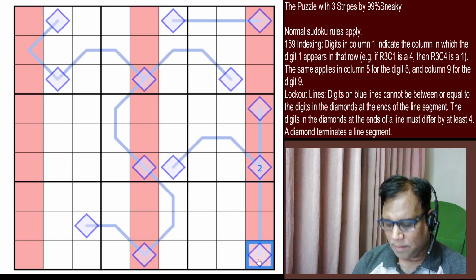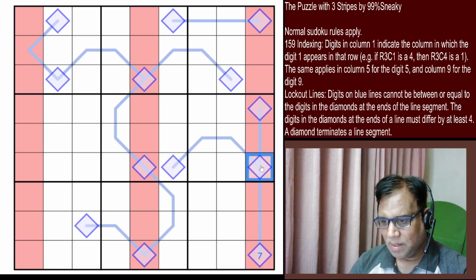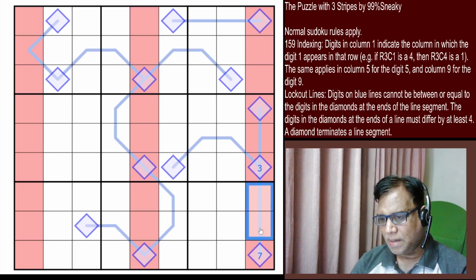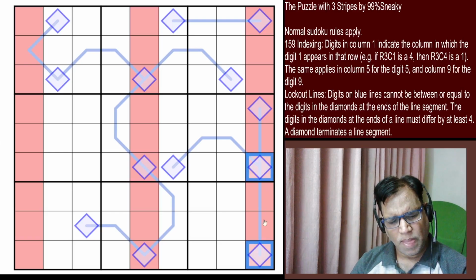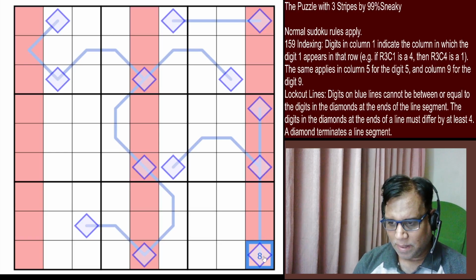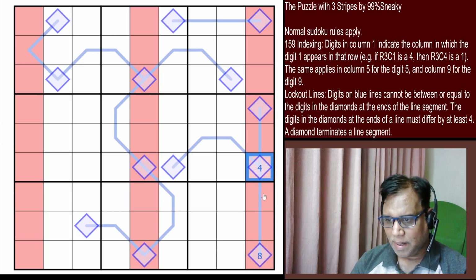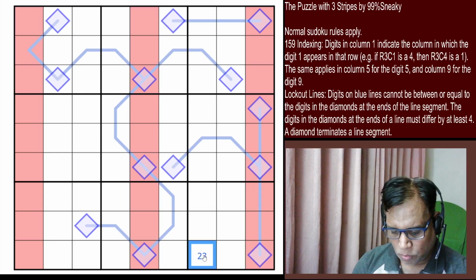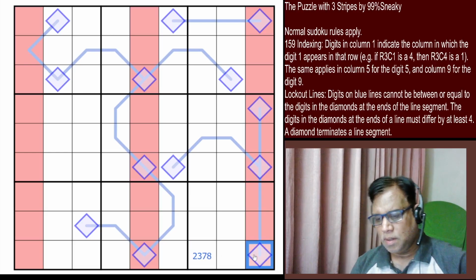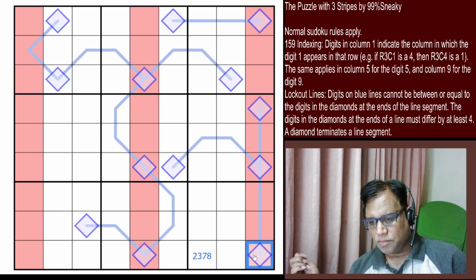And with 8, I did the same thing, right? With 7, the nearest you can have is 3 here, and you cannot have a middle digit. And with 8, you will have 4 here, and again you cannot have any middle digit here. So what did we see? 2, 3, 7, 8 is not possible here. Otherwise, 1, 4, 5, 6 is possible.